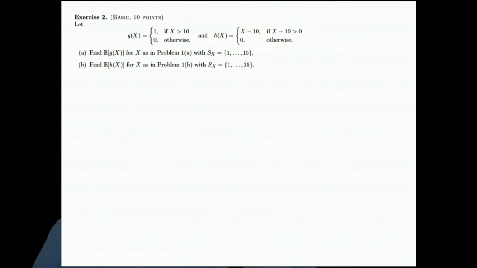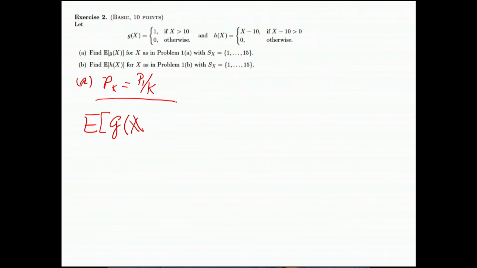Okay, right now we have the functions g(x) and h(x), and we want to find the expectation of g(x) and the expectation of h(x). For part A, problem 1a, the relation of the PMF is like this: p_k equals p_1 divided by k. Okay, so now we want to find the expectation. Follow the basic definition of expectation.